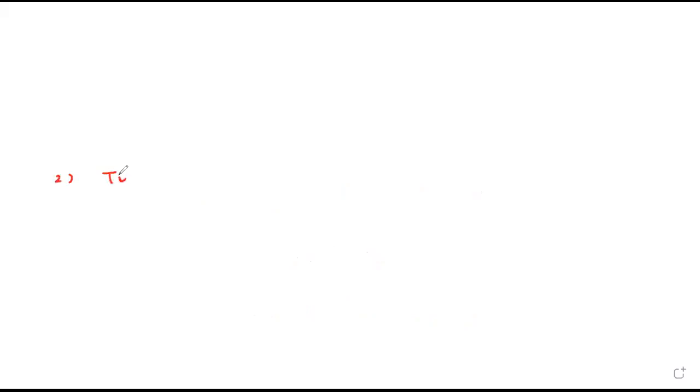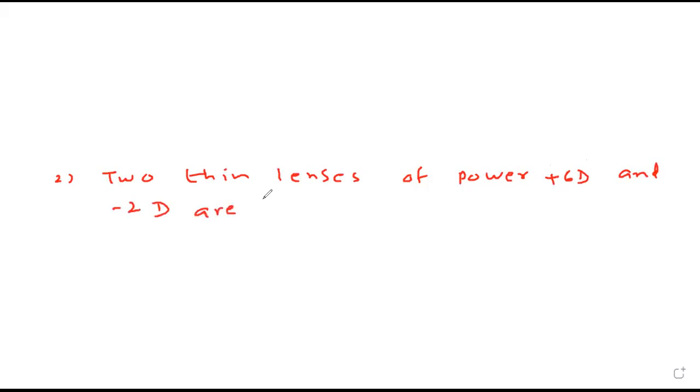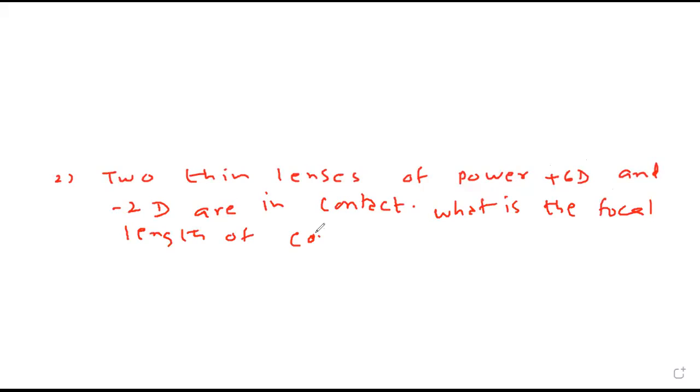This one, two thin lenses of power plus 6 diopter and minus 2 diopter are in contact. What is the focal length of combination?